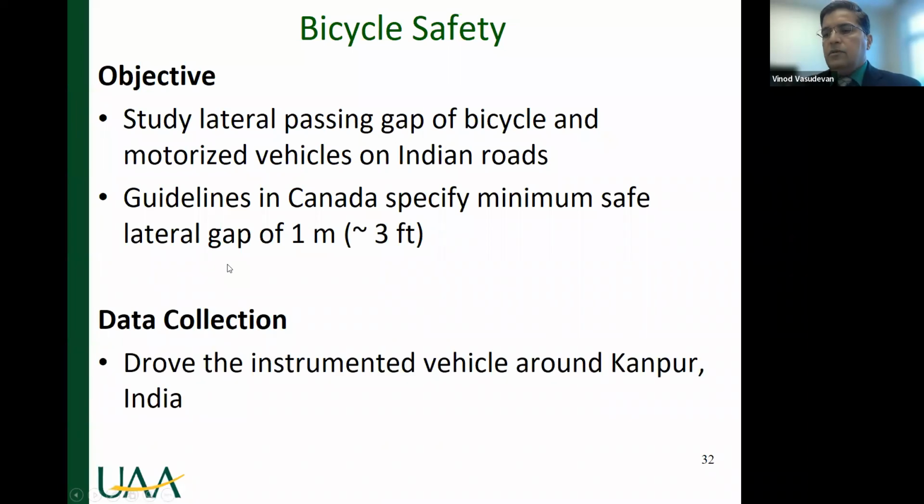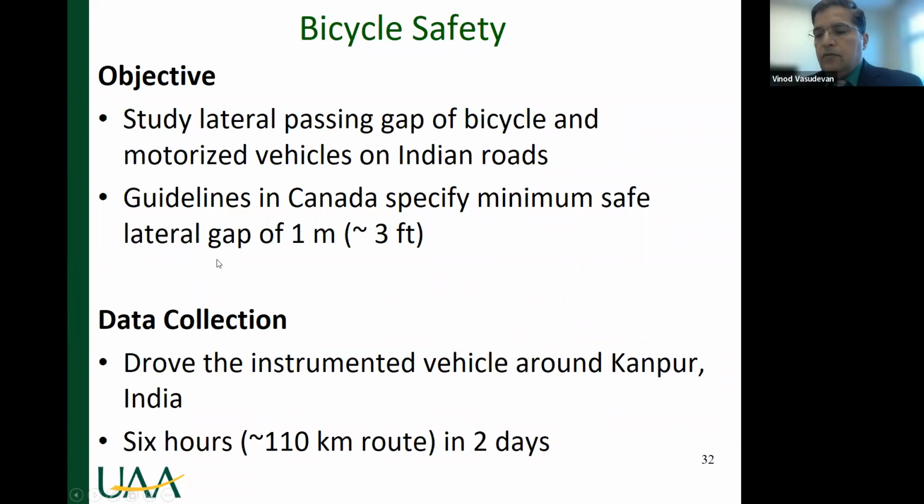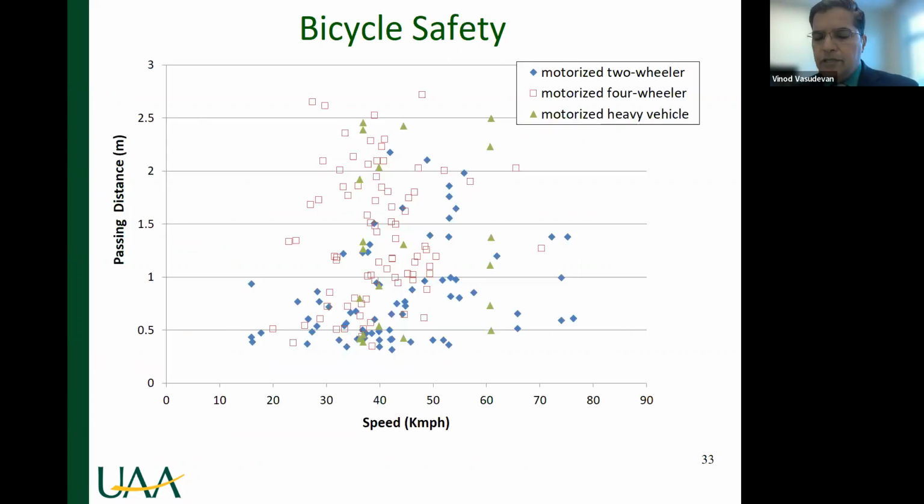We drove the instrumented vehicle around Kanpur, a city where I lived before. We collected data for around 6 hours, and the streets are highly congested. In 6 hours, we covered only about 110 kilometers, roughly 70 miles, and we covered that in 2 days. And this was within city limits. This is what it shows.